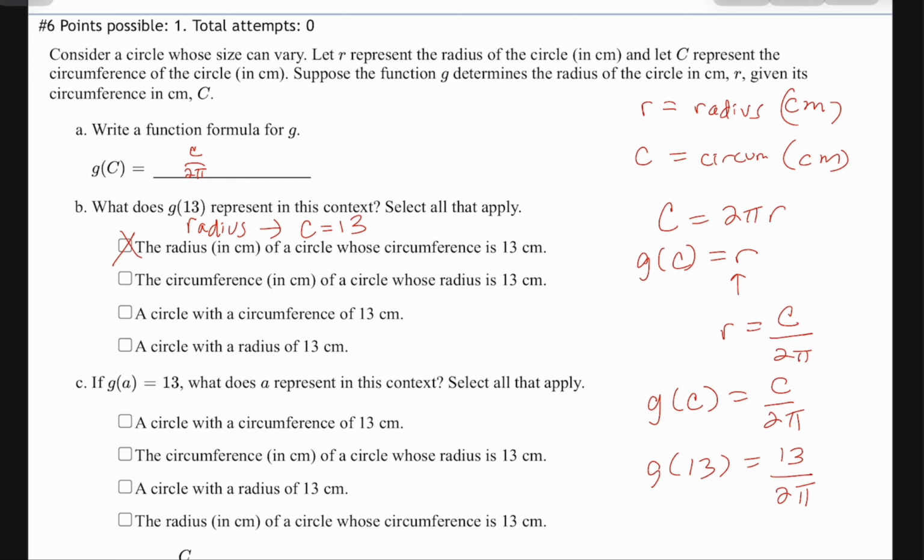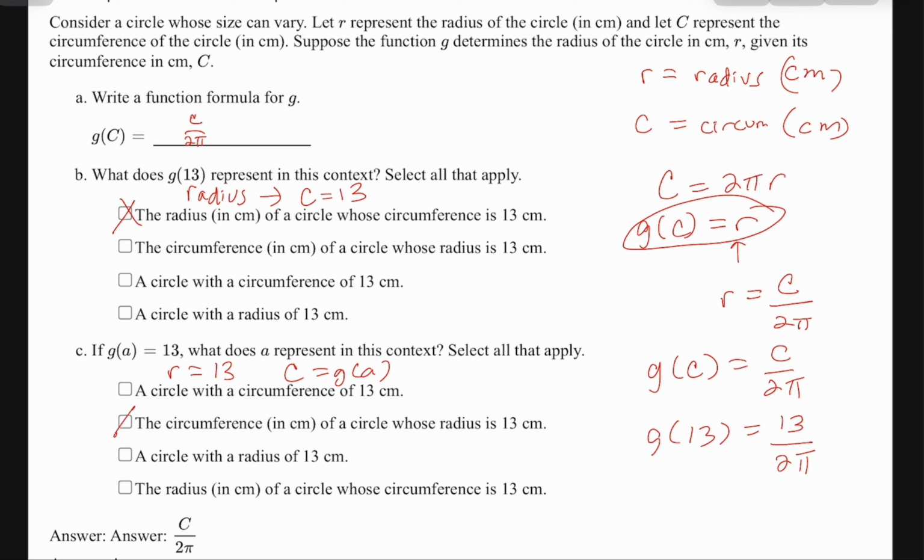So g of a equals 13. Remember, the output of this function is radius. So say g of c equals r. So this is the radius is 13. The circumference is g of a. So what does a represent? A would be the circumference. So a is our circumference.